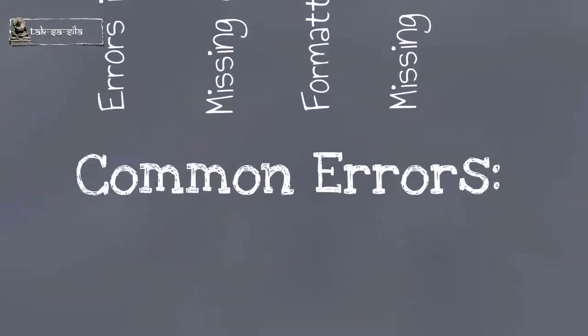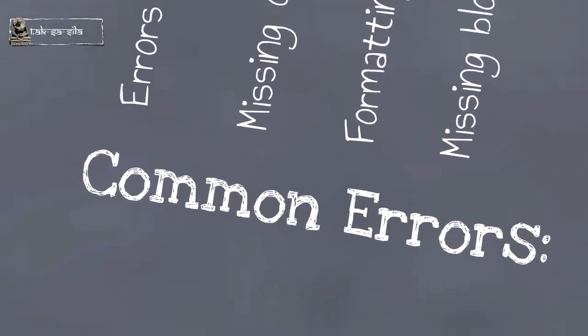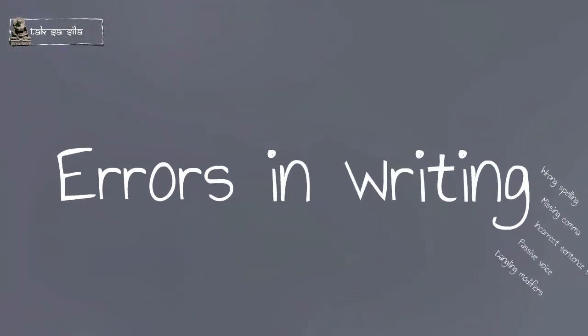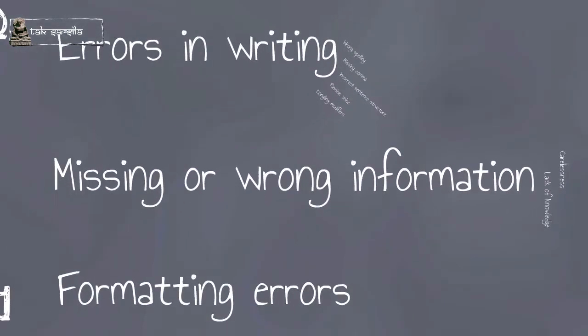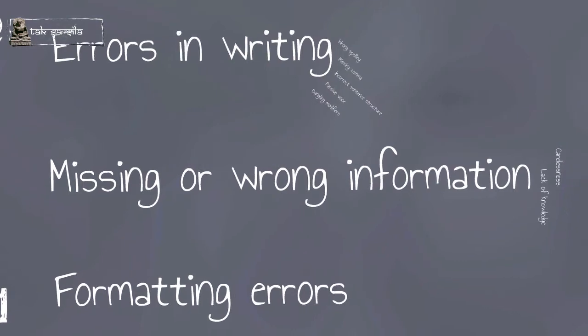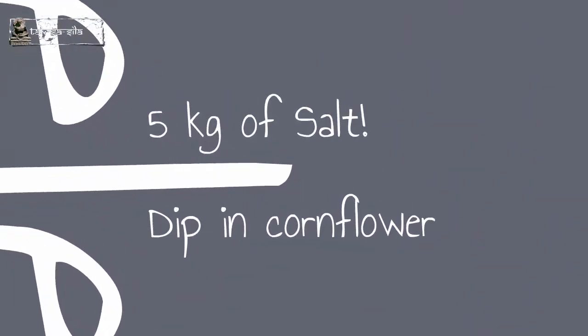So, let us first analyze the common errors that can happen when your team is authoring the recipes. First, they can make errors in writing. For example, a wrong spelling here, a missing comma there, incorrect sentence structure, use of passive voice, dangling modifiers, and so on. Second, there can be missing or wrong information. This can be because of carelessness or lack of knowledge. For example, a writer might have recommended adding 5 kilograms of salt in a dish, or the writer forgot to mention that the potato balls must be dipped in corn flour before they are fried.